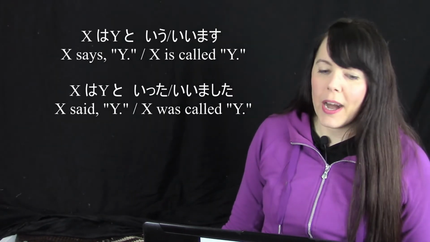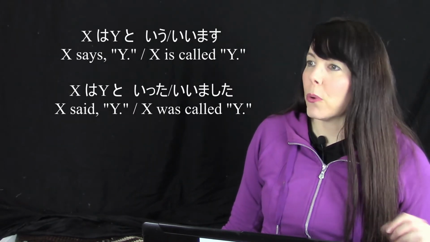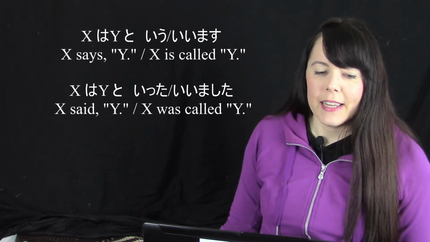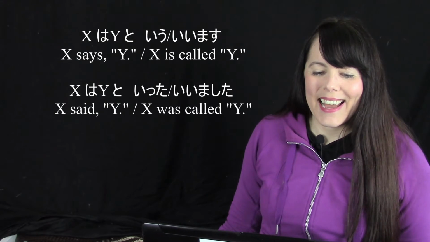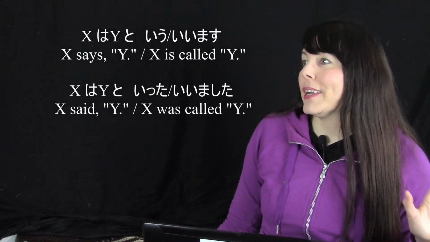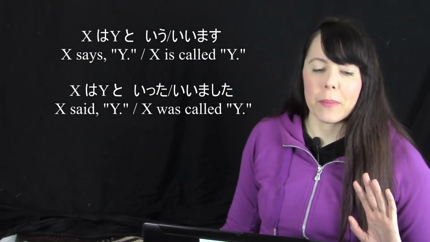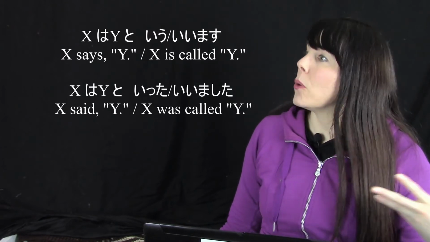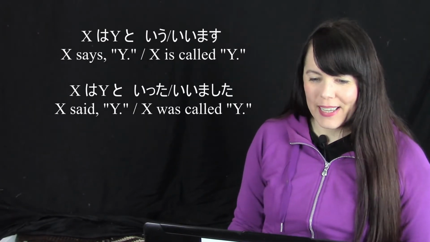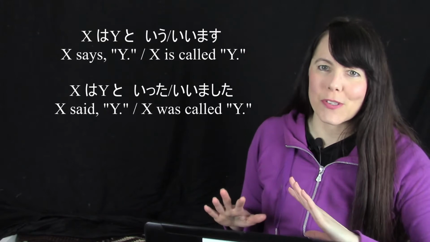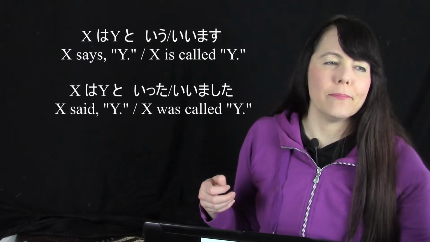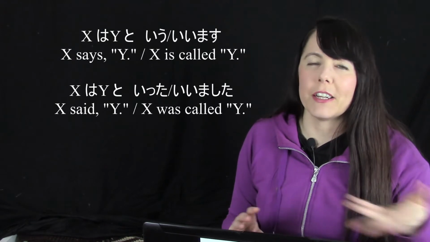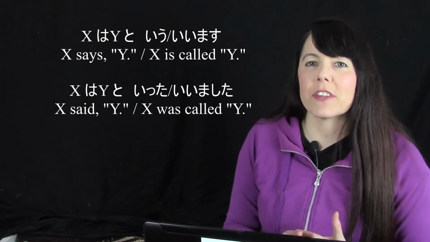X wa Y to iu, or imasu if you're being polite. That means X says Y. And then X wa Y to itta, or iimashita if you're being polite, is X said Y. And notice how the Y is in quotes. You'll find this structure a lot in any narrative. I run into it a lot in the games that I translate.